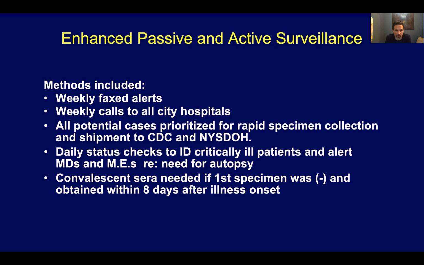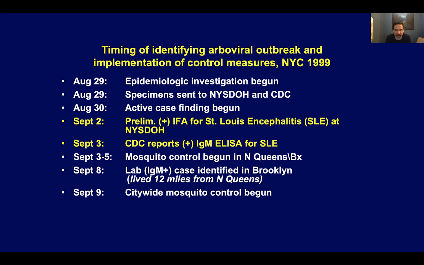So all this work was going on to find new cases and potential cases associated with the outbreak, and get specimens that we could then send off to the state and CDC for testing. And in the process of this case finding, a preliminary positive immunofluorescent assay came back from the state for St. Louis encephalitis. That was on September 2nd. So this was very soon after the initial investigation was begun, to give you a sense of the timing. And by September 3rd, CDC had reported through a more specific test that the IgM ELISA for St. Louis encephalitis was positive in some of the specimens that were sent there.